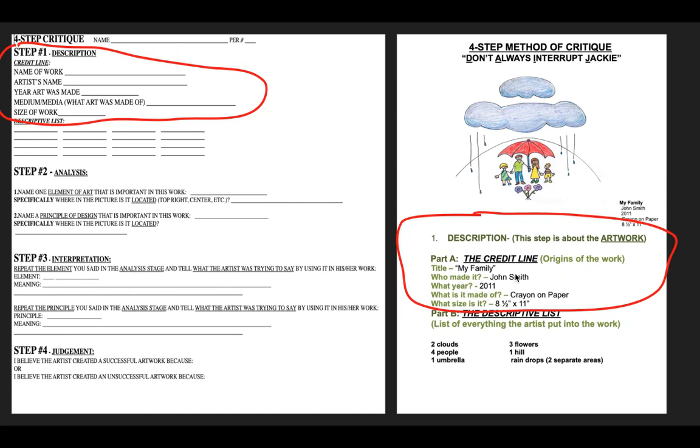here's all the information. The stuff here that's in green is all a prompt for you so that you know what it is you're going to be doing. So you're going to be listing what the name of the work is, who made it, what year it was made, etc.